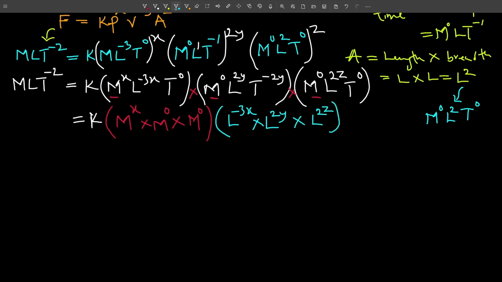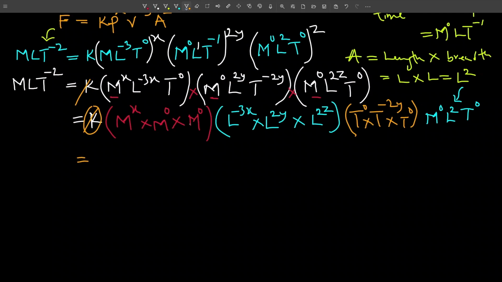Moving on, the last one we have here is t. This is going to give me t raised power 0 times, where do we have t again? We have t over here, which is t raised power minus 2y times t raised power 0, which is what we have over here. So simplify. Don't forget that k is dimensionless, so we can just cancel that out.